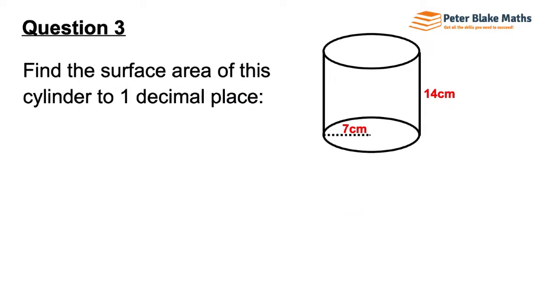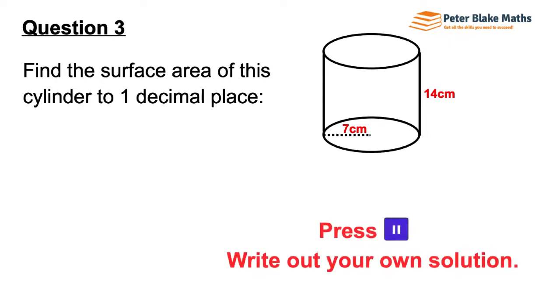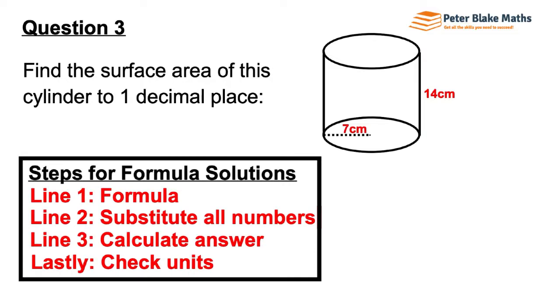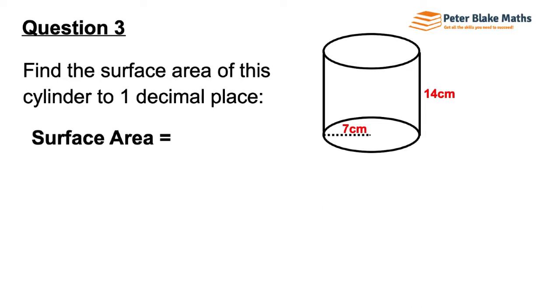Question 3. Find the surface area of this cylinder to 1 decimal place. This is a formula question. We'll substitute all the numbers in, we'll calculate our answer, and we'll double check our units. Okay, the surface area of a cylinder formula is made up of 2 pi r squared, that's 2 of the circle sections, and the curved surface that goes around the middle is made up of 2 pi rh.